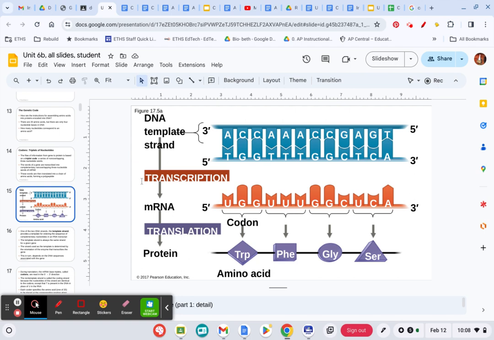So if I start with a DNA template and I transcribe it, and remember I replaced my T's with U's, ugh. Each 3 letters will code for an amino acid. Okay, so in this case we have 4 codons, which is 12 bases, and we have 4 amino acids produced: trp, phe, leu, gly, and ser. And we'll talk more about those later.